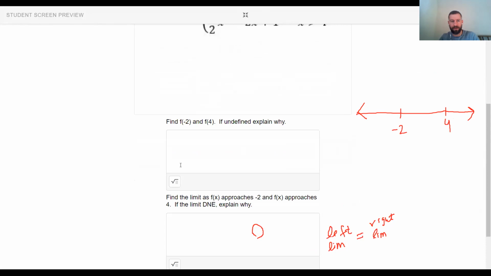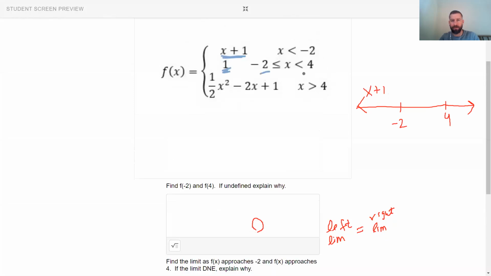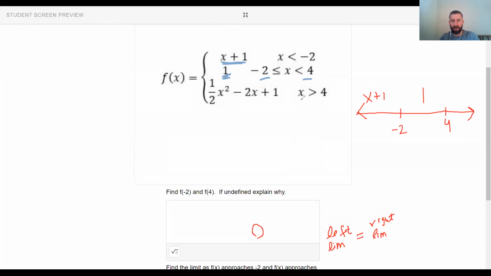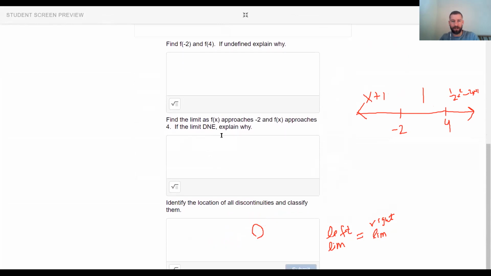So to the left of -2, we've got the graph, sorry, I got to pull up my pen again, x plus 1. And then you would see that in between -2 and 4 would just be an x value of 1. And then to the right of 4, greater than 4, would be this quadratic. So it's a matter of knowing which function to use and when, depending on what the limit is asking us. So in this first one, it's asking us the limit as we approach -2.